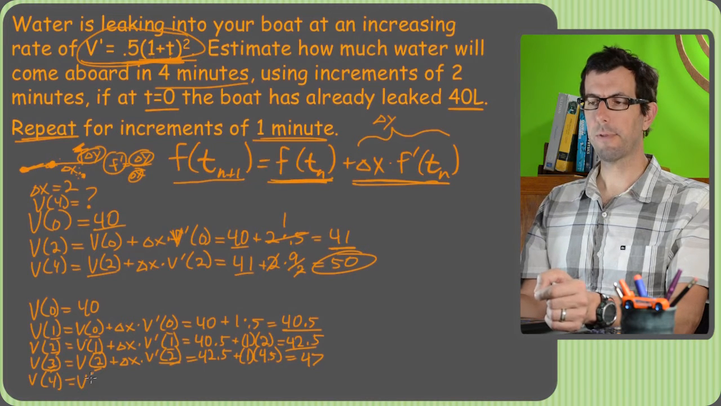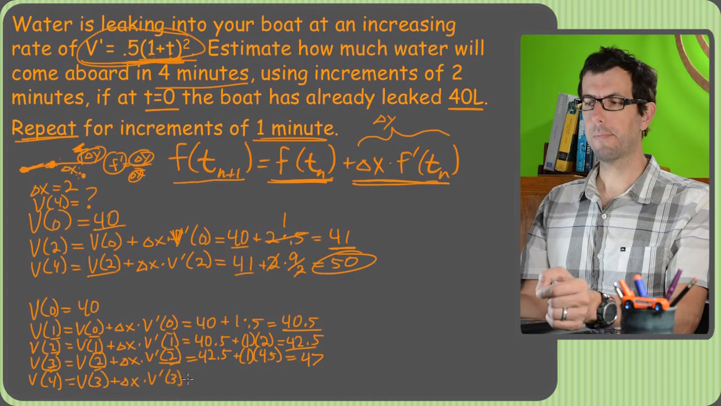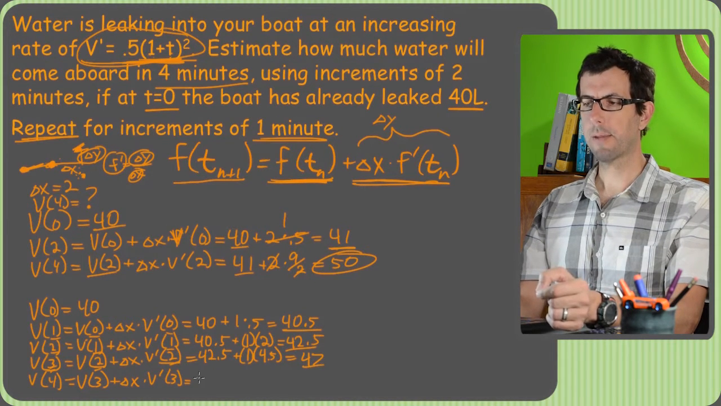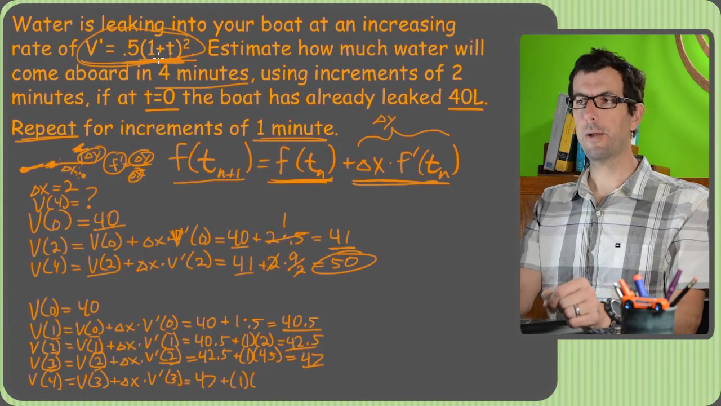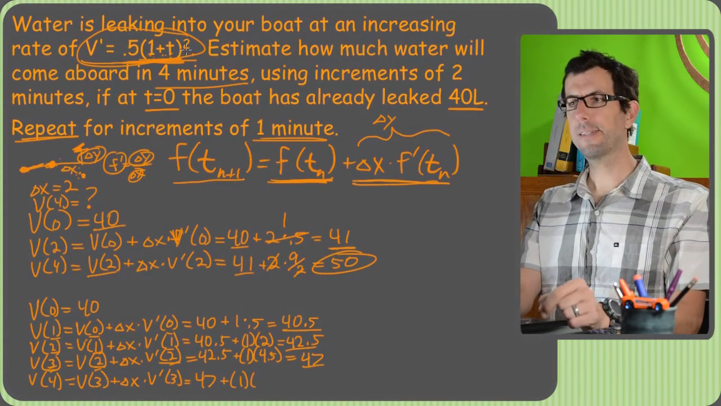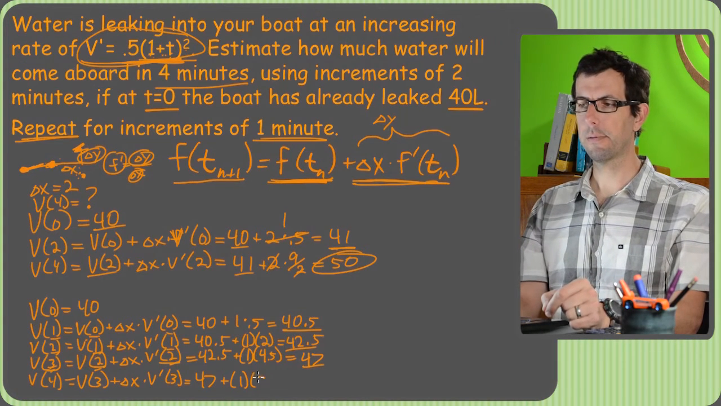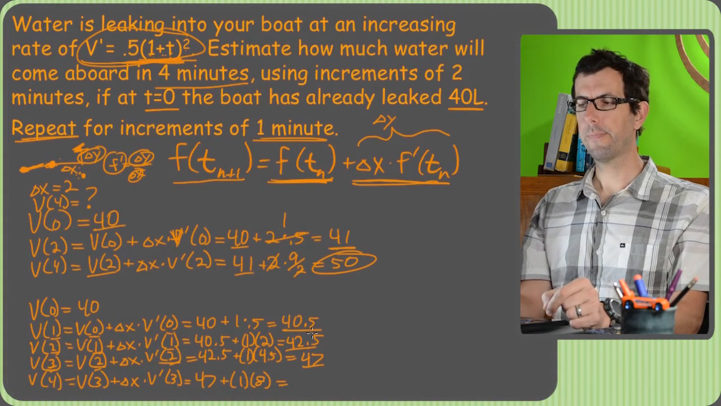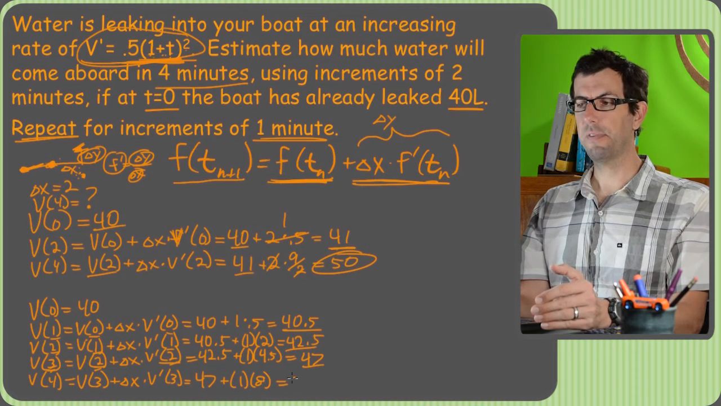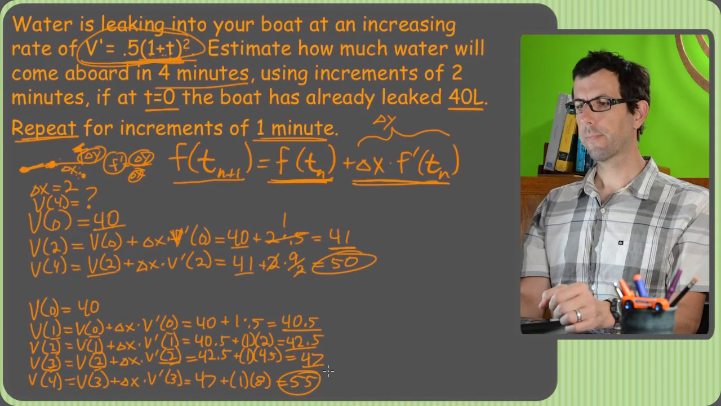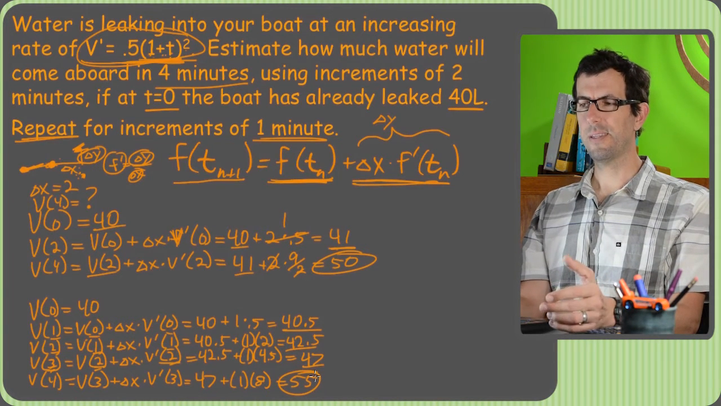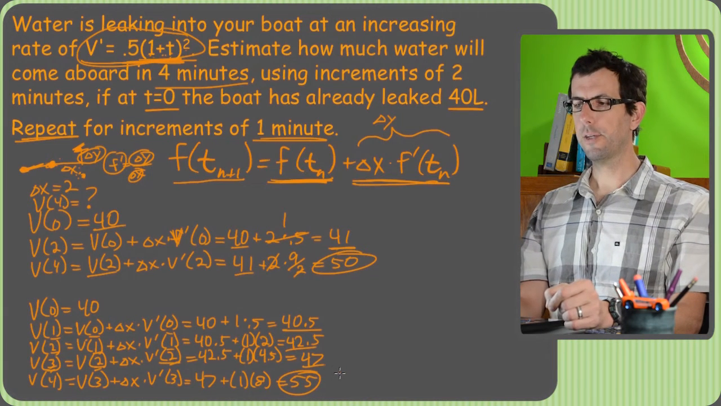So v of 4 is going to be v of 3 plus delta x times v prime of 3. So once again, I just take the 47 I got, copy that right down to the next row. Delta x is 1, and what is v prime of 3? Well, go back to the scoreboard here. 1 plus 3 is 4. 4 squared is 16, times 0.5 is 8. All right, so 47 plus 8 is 56. Nope, that's wrong, right? 55? Yeah, it's 55. Good job.